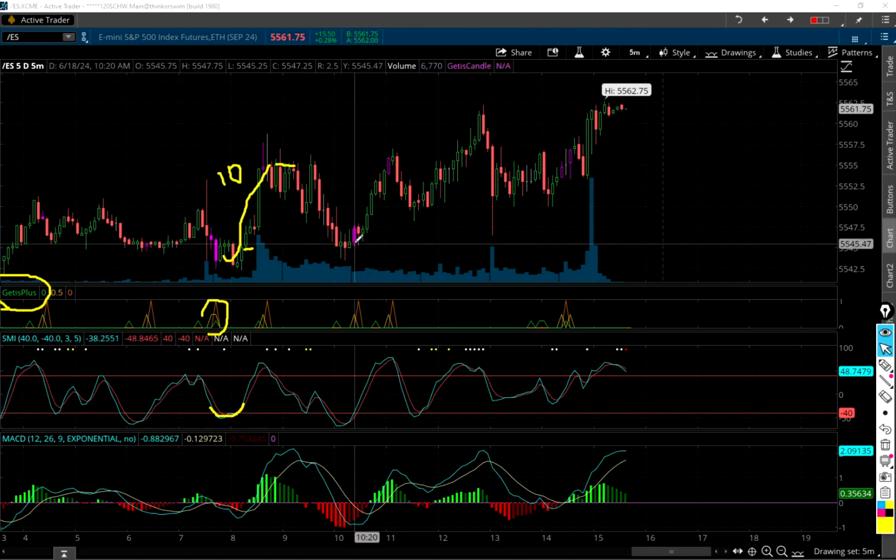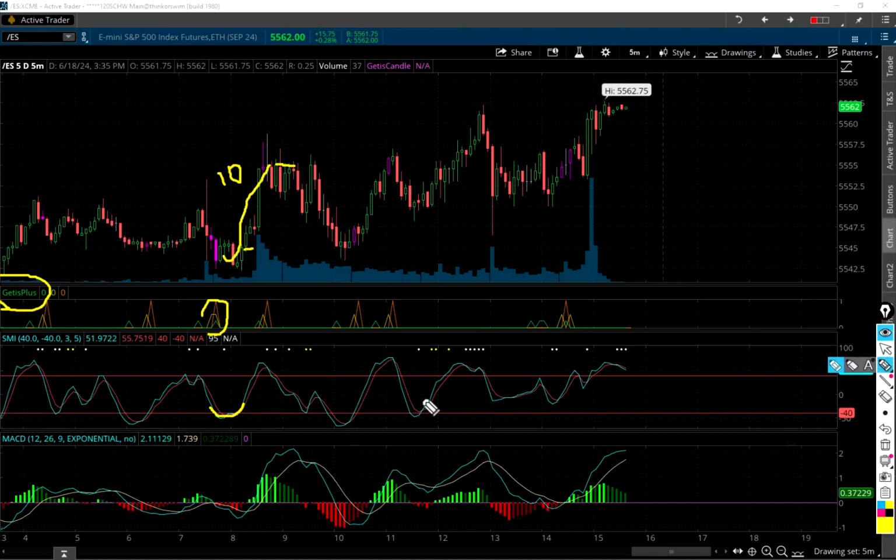Okay, then let's look over here. Here's another one. This was at 10:20 in the morning. I mean, you just can't paint this stuff any better. There's the Plum Gittus candle, the Gittus candle, the Gittus Plus indicator, and look where we're at. Perfect. Look at that. Bam, starts taking off. Boom, all the way up to the top. This one ran, we could say safely, from 47 to 55. Okay, we'll call that 8 points.